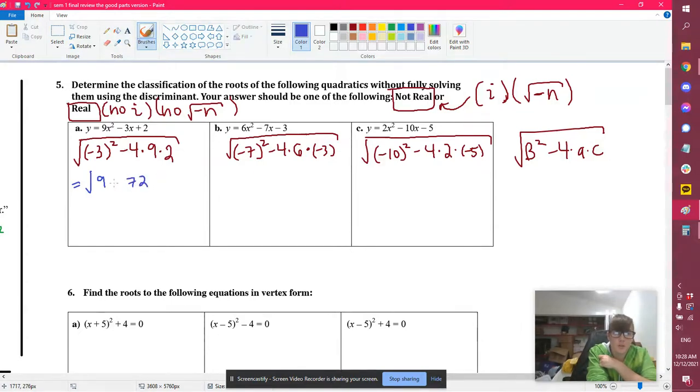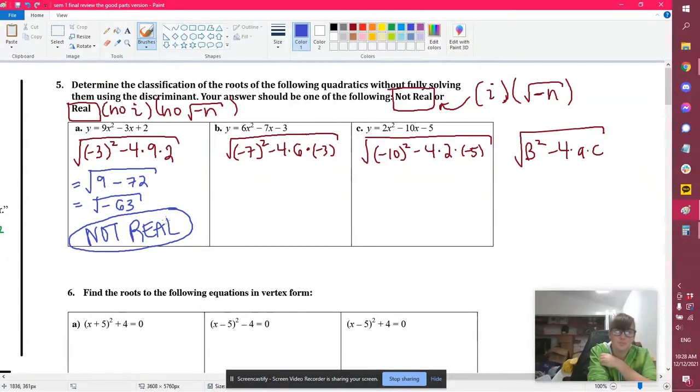There's only one negative, so it's going to be negative. This is certainly a negative number, right? Which negative number though? 63. So this is not real. Our final answer would be not real. Great, let's check this one.